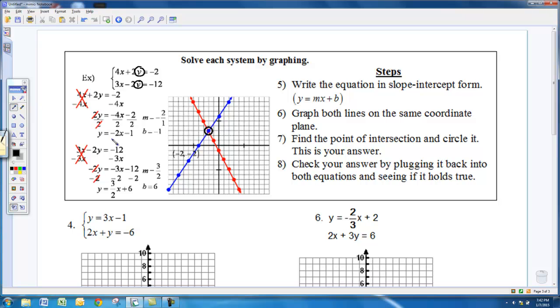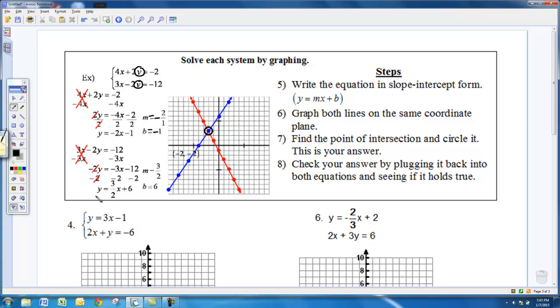So divide everything by 2. Then we'll need to simplify. -4 divided by 2 is -2. So the first term becomes -2x. -2 divided by 2 is -1. So our equation is y equals -2x minus 1. This line has a slope of -2 over 1 and a y-intercept of -1.